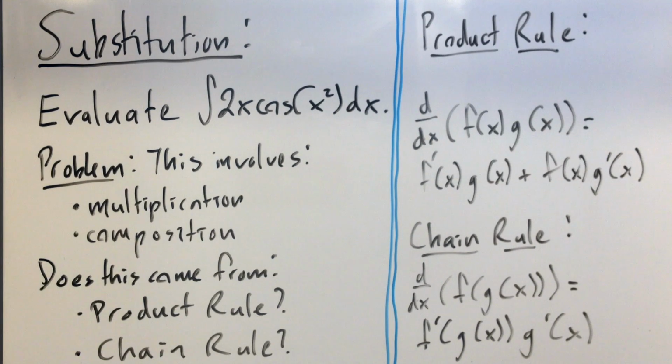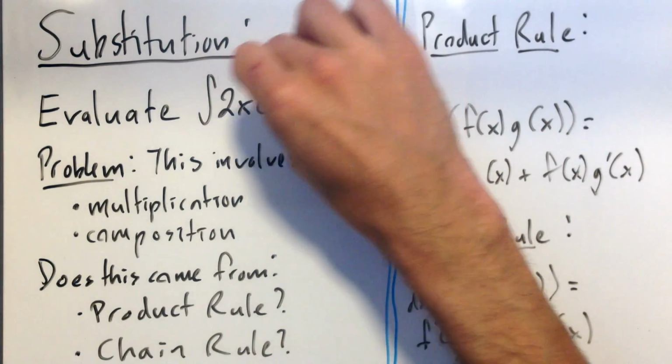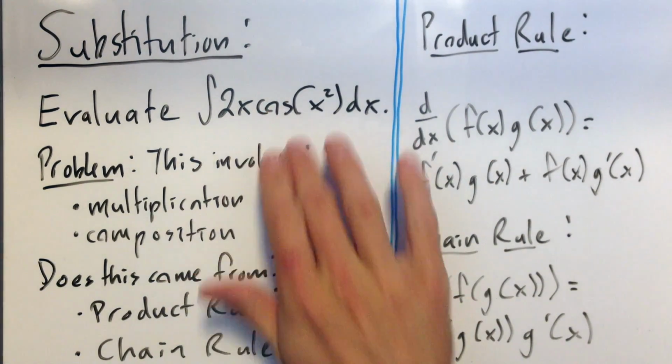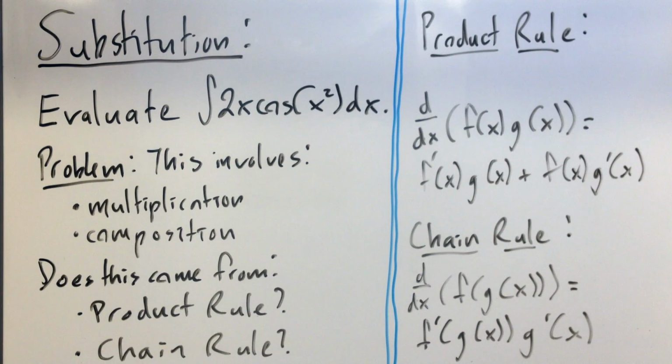Now, what makes this difficult to integrate are two things. First, there's multiplication, specifically multiplication between two non-constant functions, x and cosine of x squared. We don't know how to deal with that yet when it comes to integration. Second, we have function composition. Cosine of x squared is the composite function of cosine and x squared. Again, we don't have any rule that tells us what to do with composite functions.